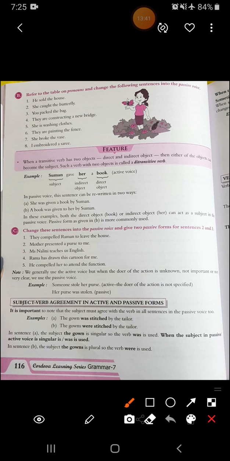Alright, so the next topic is subject verb agreement in active and passive voice. I hope you all remember what is subject verb agreement. Subject verb agreement means the subject and the verb should agree with each other. It means if the subject is plural, then the verb should be in plural form. If the subject is singular, the verb is singular. So remember these things.